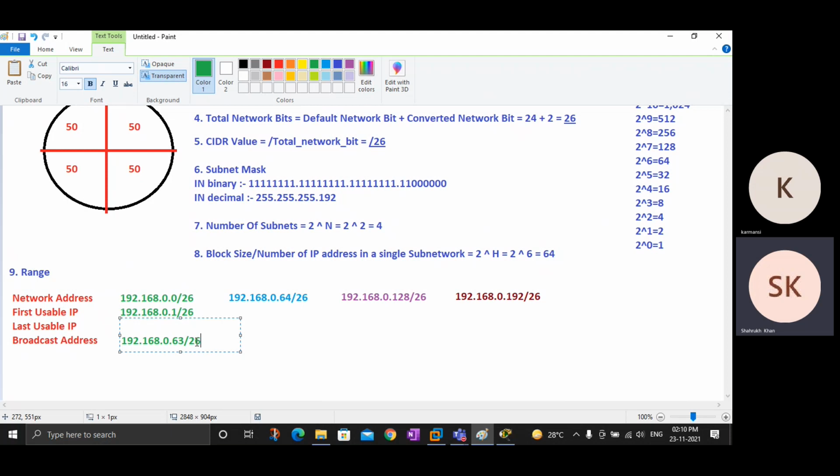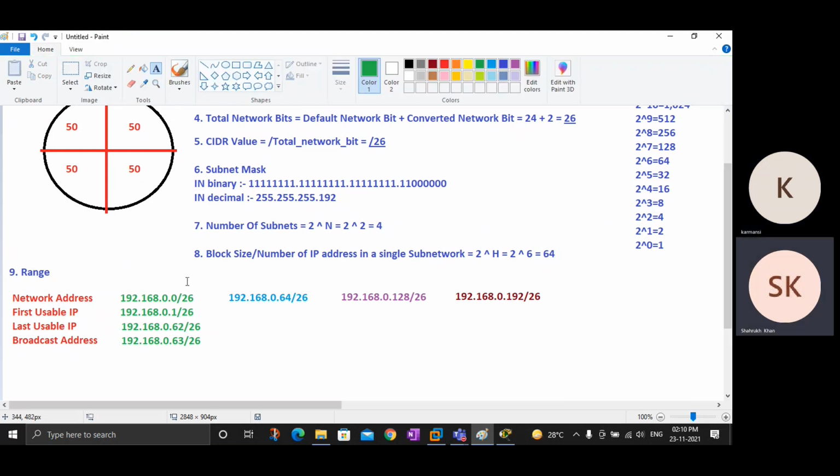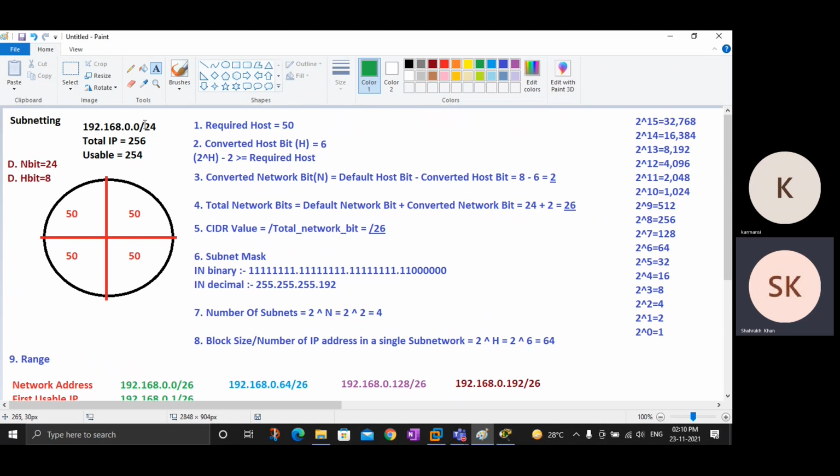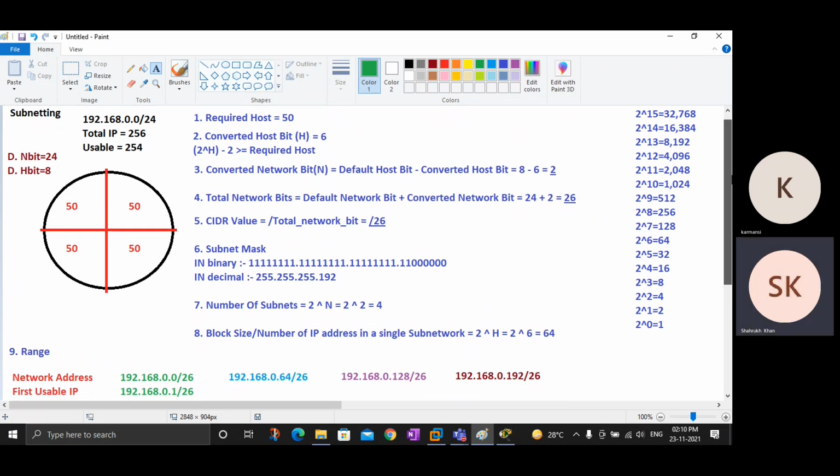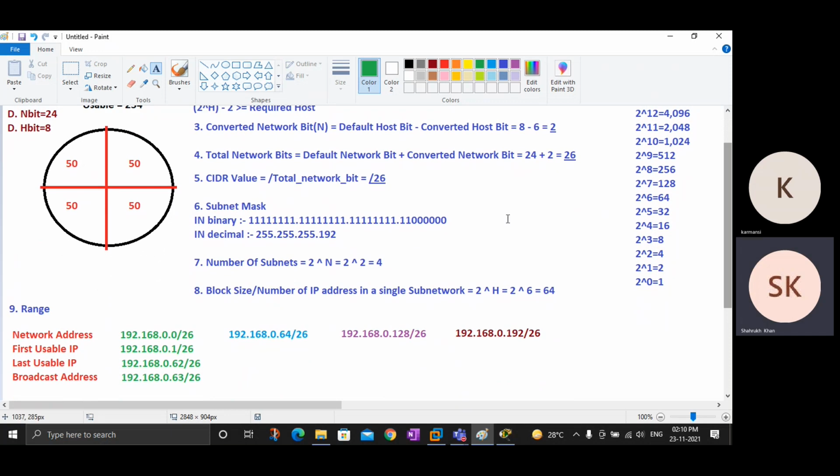But yesterday you told me that the first one will be the network address and the last one will be the broadcast. Absolutely, network address, yeah. That was true when we were talking about classful IP addressing. If we used the whole network, in that case, that will definitely be true. But now we are doing subnetting.